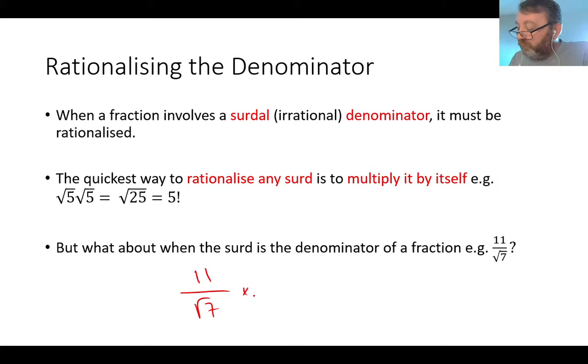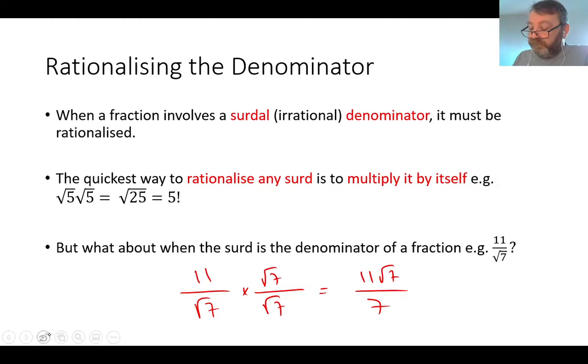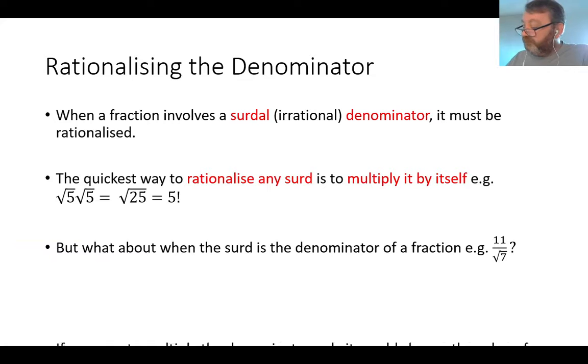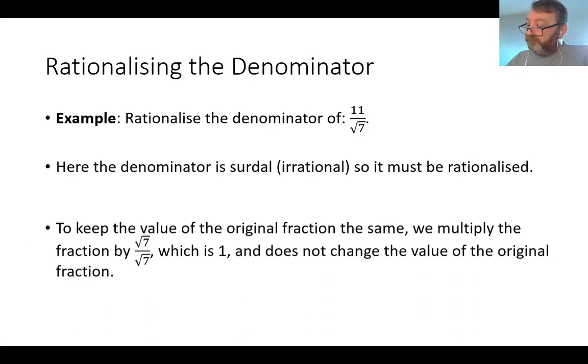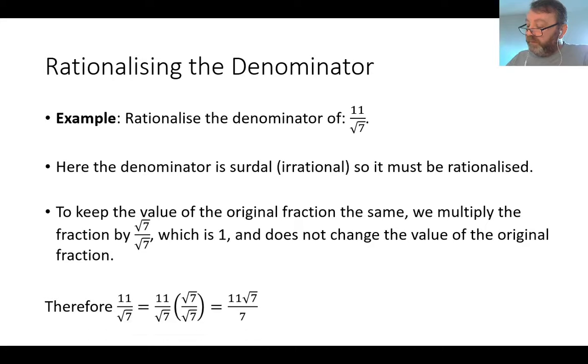So I'm going to multiply the denominator by itself, but in order to keep the fraction at the same value as it originally was given, I also multiply on top by root 7 as well. And I get 11 root 7 on top when I multiply the two top ones, and I simply get 7 on the bottom. Simple as that. That's what I've worked through in this slide for you. You can have a look at that yourselves. And there you go, 11 root 7 over 7.